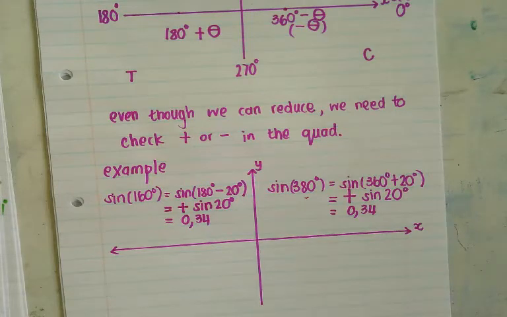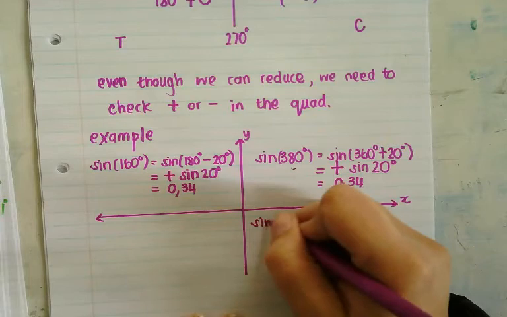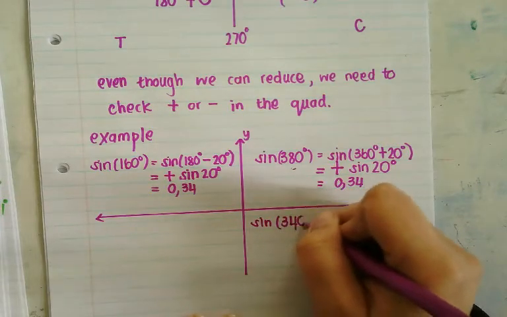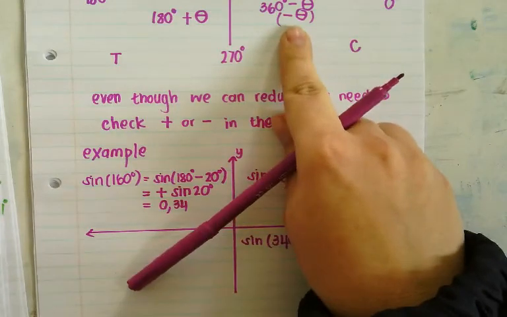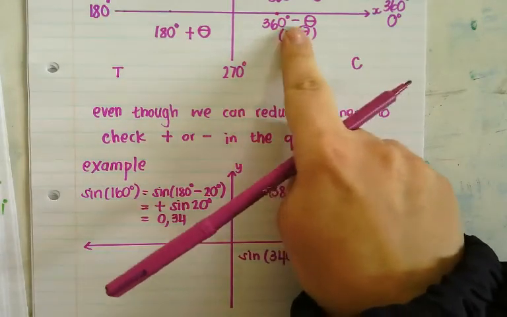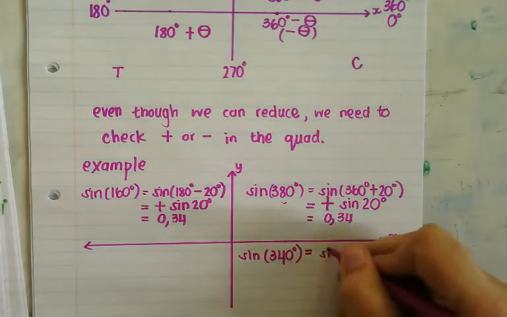Let's try another one. Sine 340. Which quadrant? Quadrant 4. Use the reduction formula. Well, it's either going to be negative theta or 360 minus theta. I'm going to go with 360 minus theta.